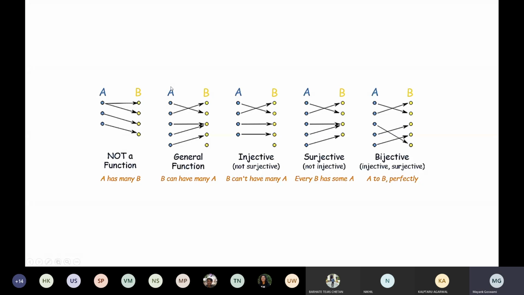In the second case, we have 5 elements in A and 5 elements in B. Here the first element of A maps to the second element of B, the second element of A maps to the first element of B, and the third and fourth elements of A are mapping to the third element of B. This can be possible.